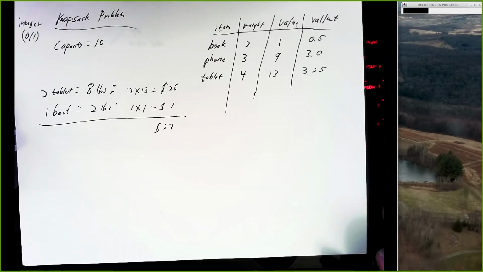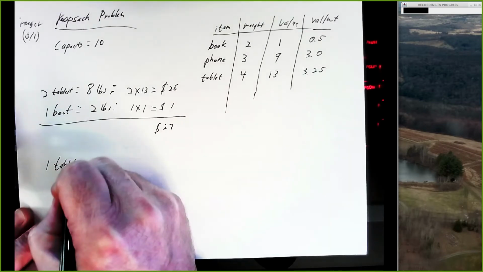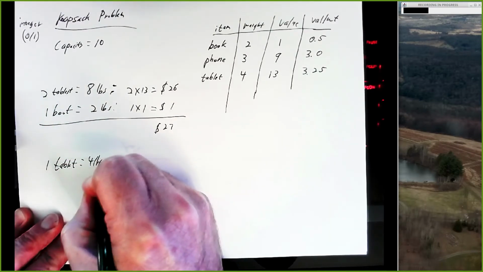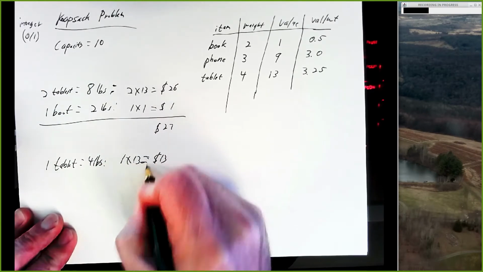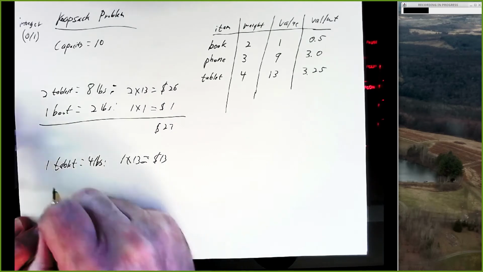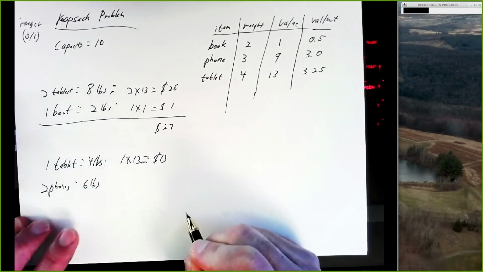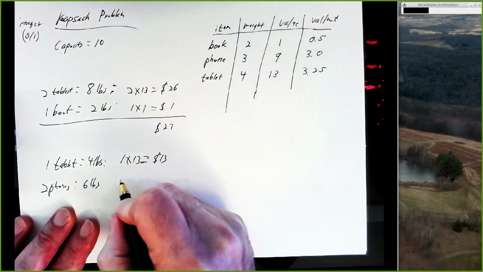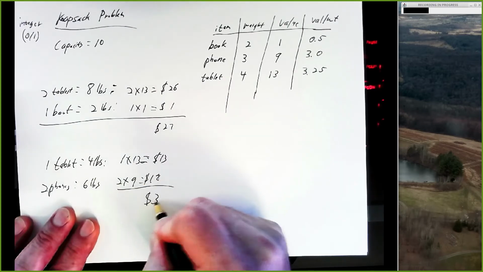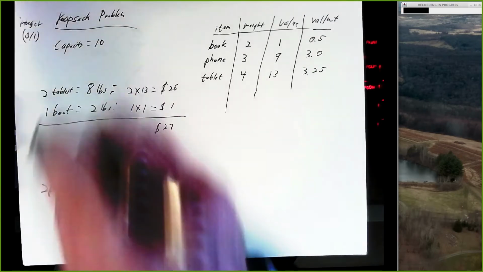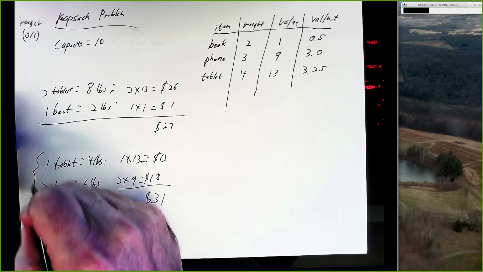Now, if you got 1 tablet and 2 phones, that'd be 10, but then you're looking at, that'd be like 31, isn't it? Because it'd be 18 plus 13. So 2 phones would be another 6 pounds, and those are worth $9 each, so 2 times 9 is 18. You got 31 in your bag, right? 10 pounds, but you got an extra $4 out. So this is a better solution.